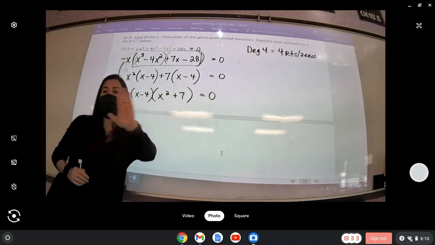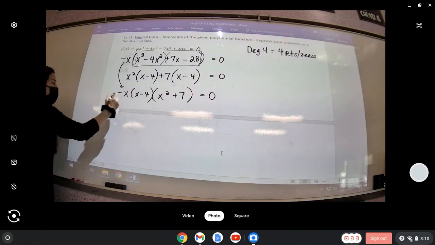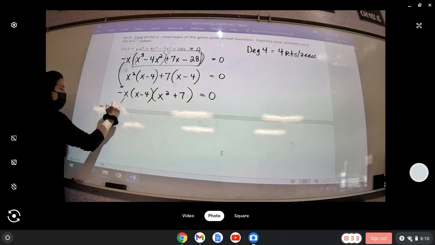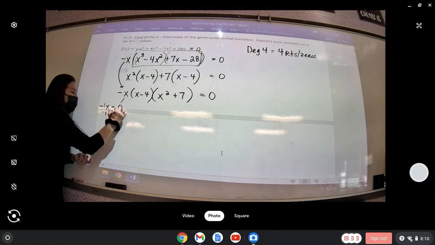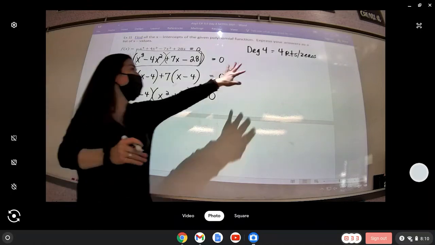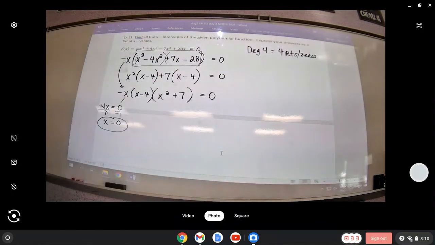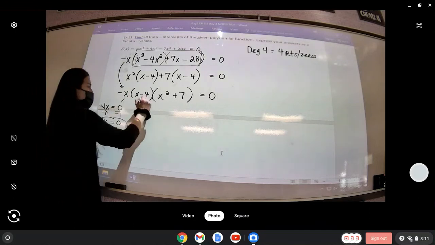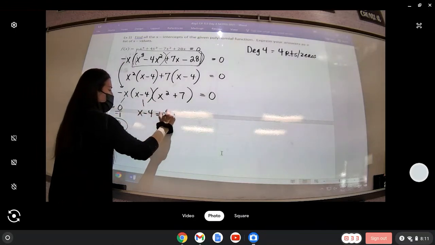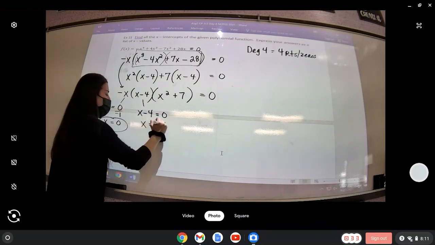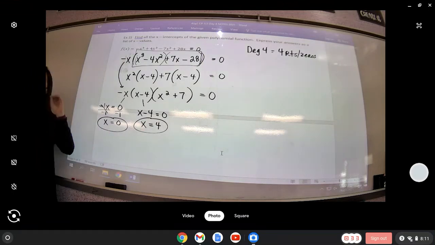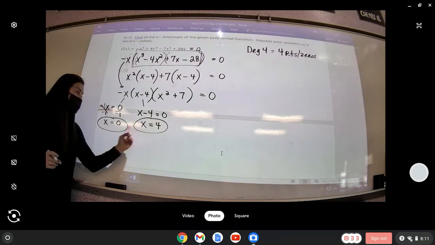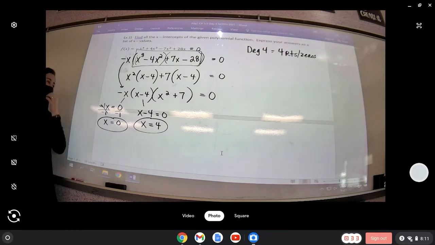So now our job is to set our factors equal to 0 and solve. All right, let's set this one equal to 0. Technically all I have to do is divide this -1 away, and I still get 0. So there's one of the 4 roots or zeros or answers that I should get. All right, take your next factor, set it equal to 0, nice and easy. I get 4. So now I have 2 of my roots, my zeros, my answers. And because they are real numbers, I can definitely call them x-intercepts.